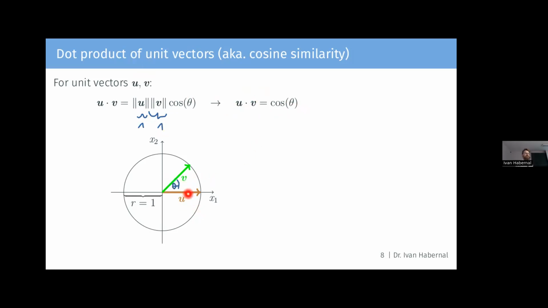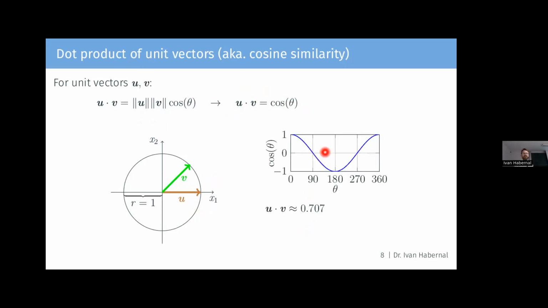So now let's have a look at the cosine. What does the cosine look like? It's a very fancy function, which is periodic after 360 degrees or 2 pi. I just used degrees here. Now, this is roughly 45 degrees, so the cosine of 45 degrees is square root of 2 over 2. Okay, so this is cool.